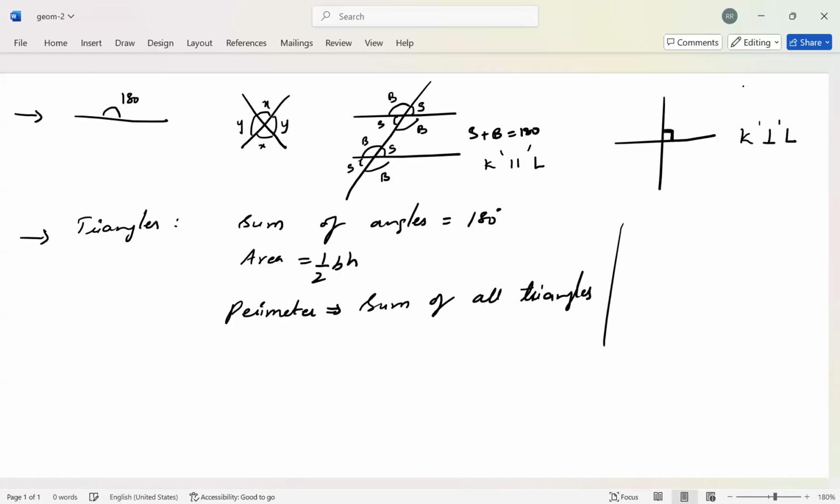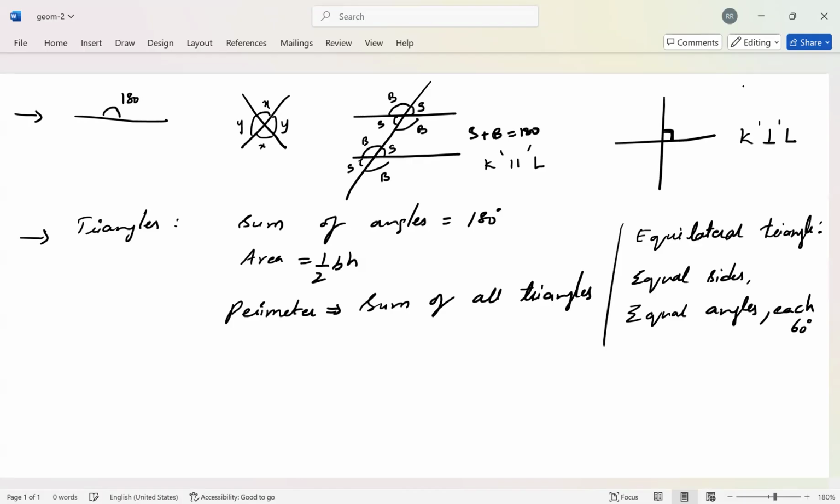First of all, the equilateral triangle. An equilateral triangle has all sides equal and all angles equal. Each angle is 60 degrees.